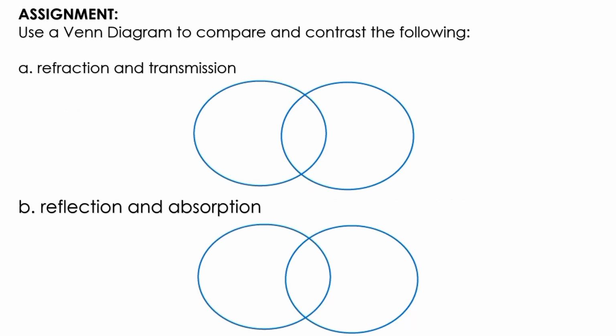Alright, so let us proceed to your assignment. Use a Venn diagram to compare and contrast the following. A, refraction and transmission. B, reflection and absorption. Okay, alright, so you can answer this at home.